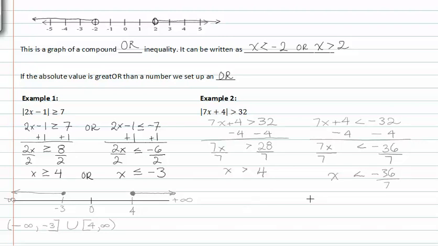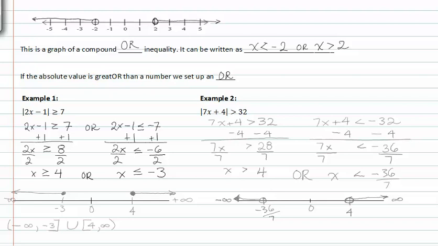When we graph this, we can see what's happening. To the left is negative infinity. Heading to the right is positive infinity. We have 0 in the center on our number line. x is greater than 4, so at 4 we have an open dot heading to the right. Or x is less than negative 36/7. And that's also an open dot heading to the left.